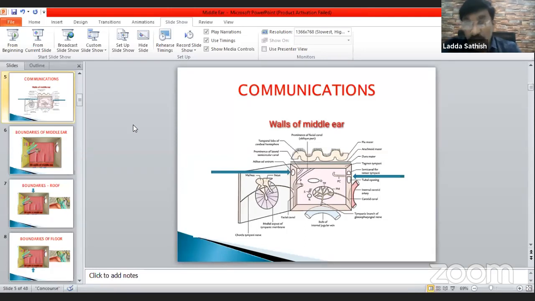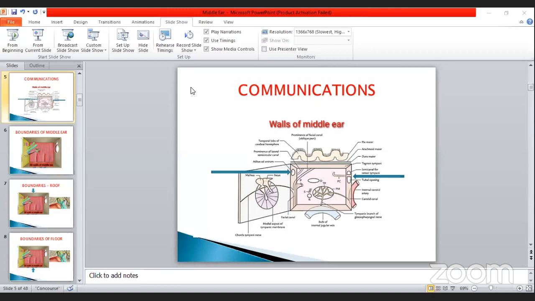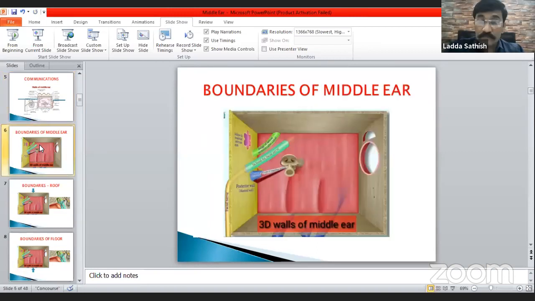So now this middle ear has two communications. One is with the nasopharynx and second with the mastoid air cells. Now the next, how it is formed.